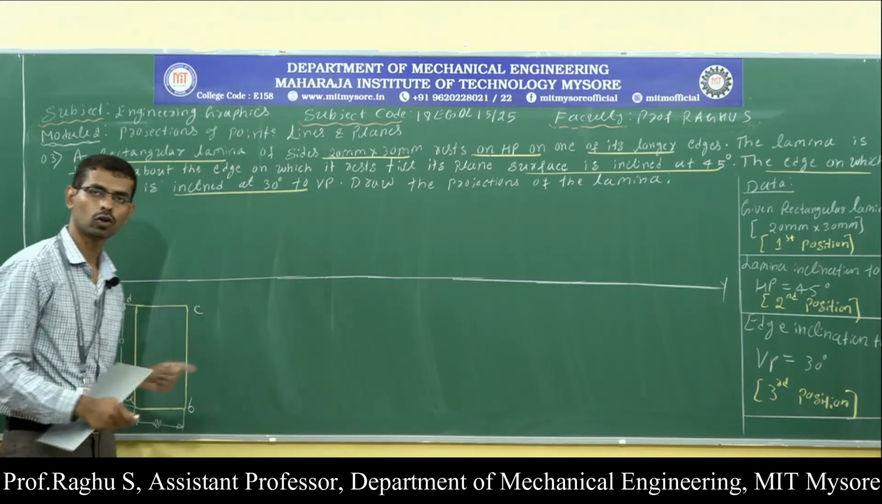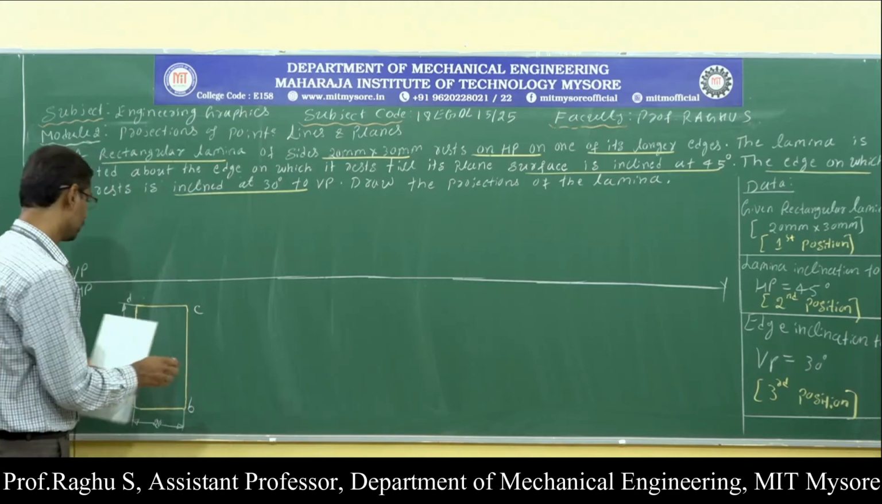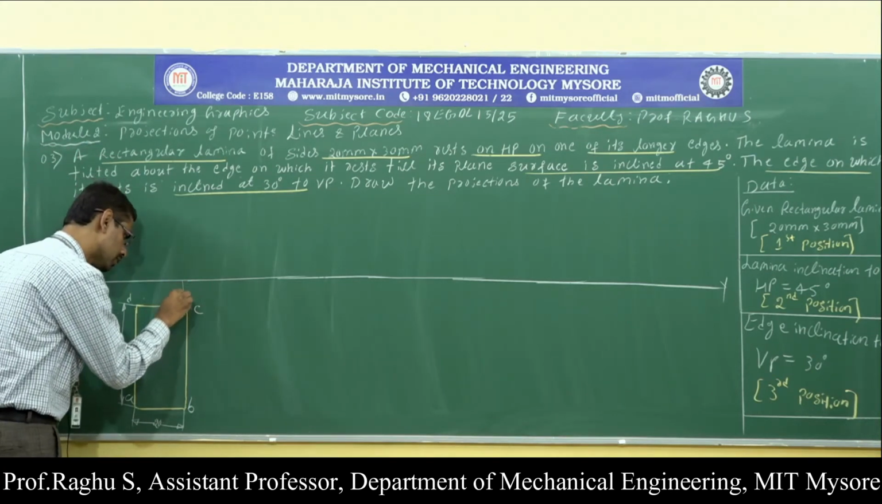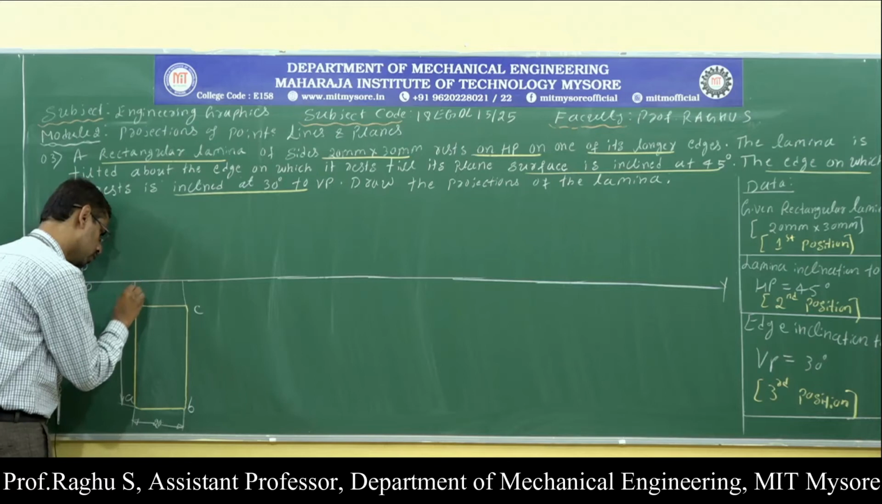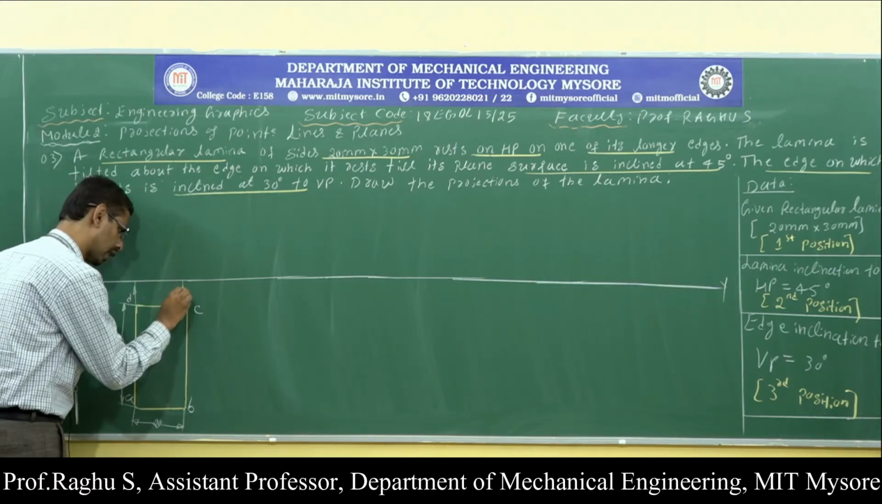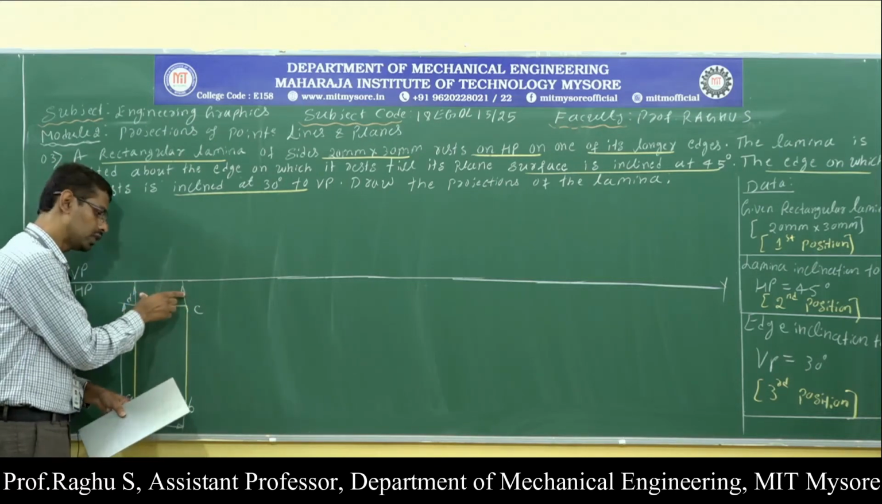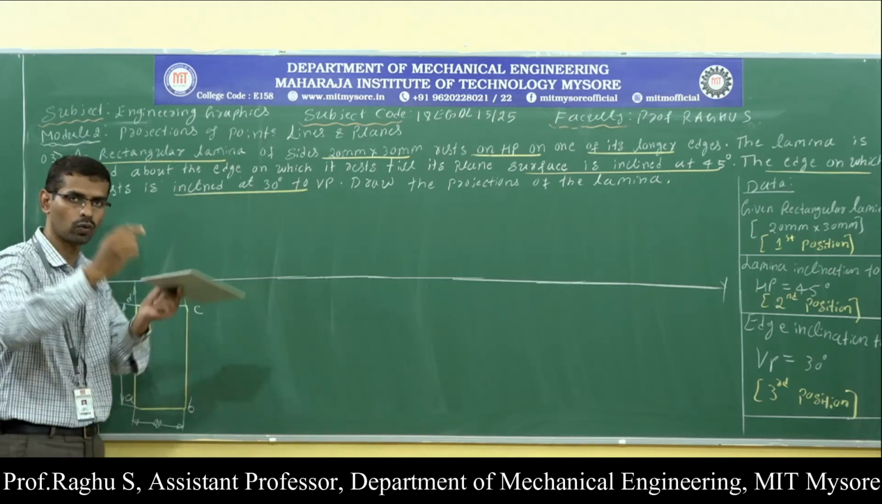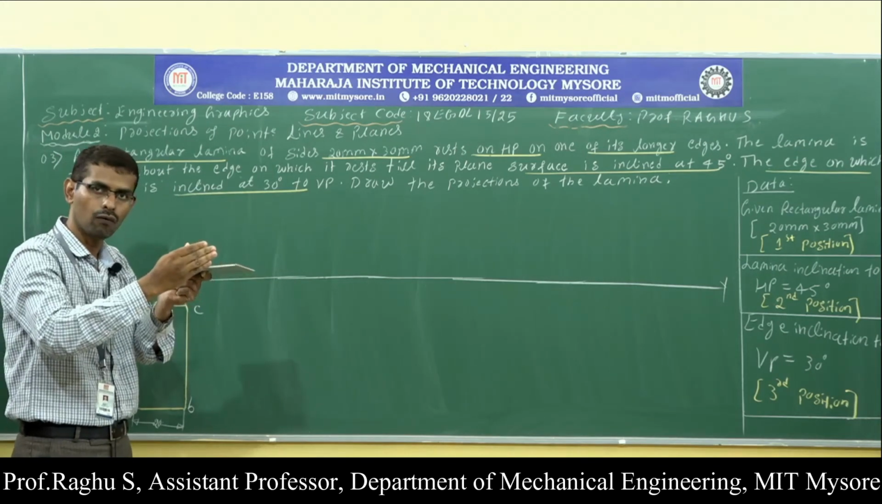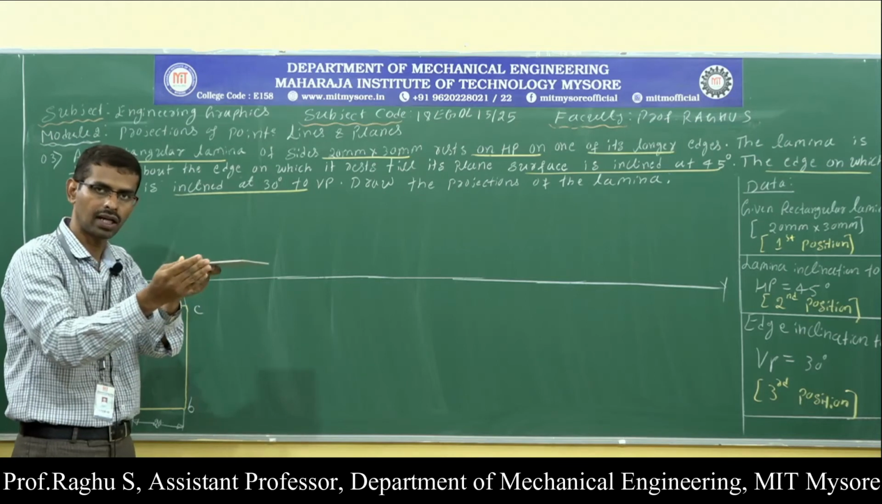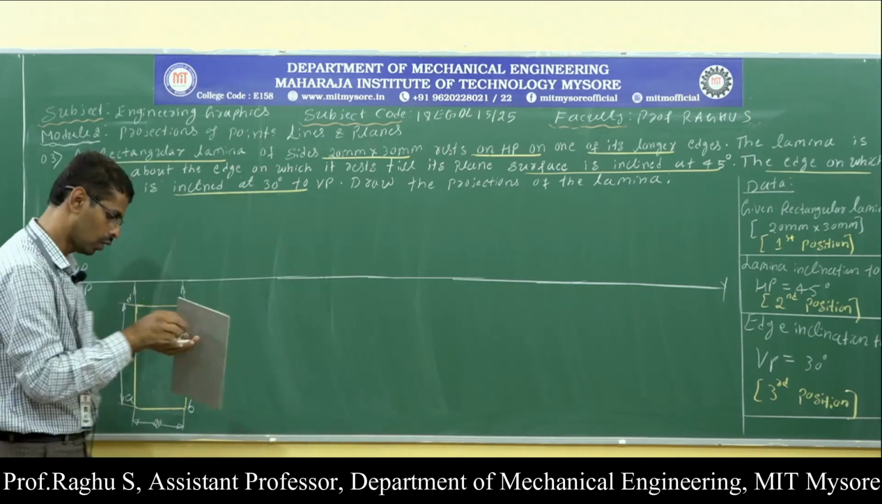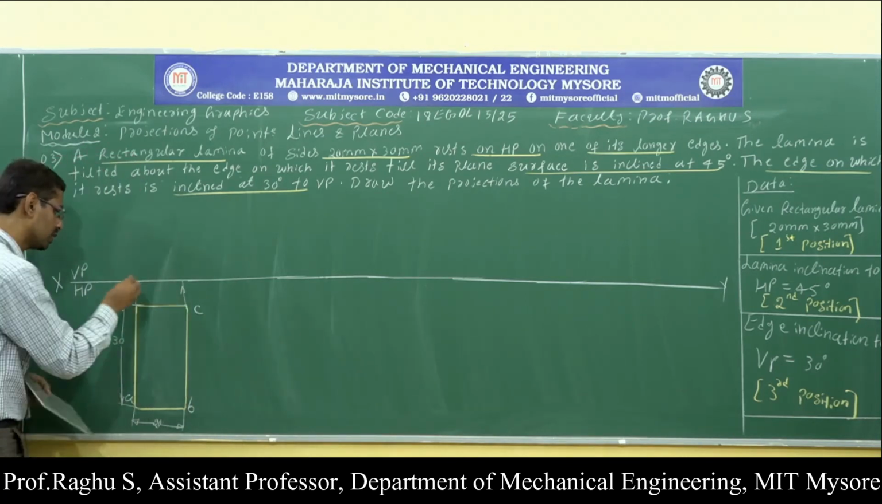I have drawn the top view. Next, to get the front view, just draw thin lines up to XY, that is, projection lines. Now the gap between these two projection lines represents the front view. When you observe the lamina from the front, the rectangle lamina looks like a straight line. So this is the front view.